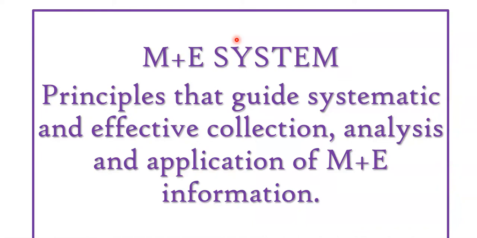Then what is an M&E system? An M&E system, in brief, is the principles that guide systematic and effective collection, analysis, and application of M&E information. So basically, in an M&E system, we need a systematic way of collecting data, analyzing it, and making use of that information so that we can improve the performance of either a project or a program, so that we have the desired end of the project, or desired objectives, outcomes, or results.